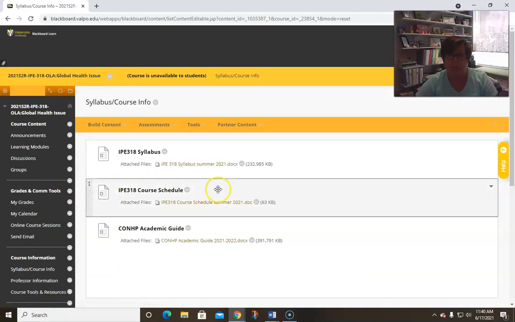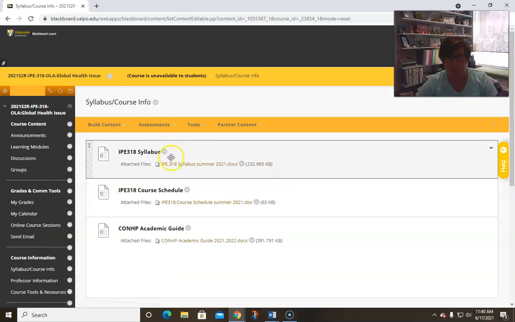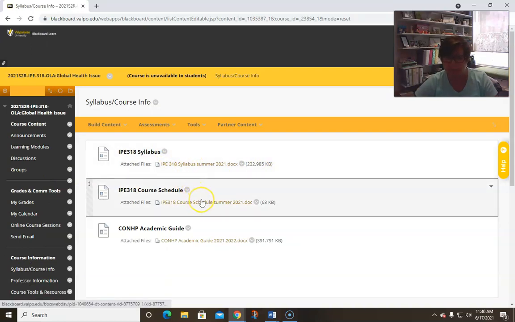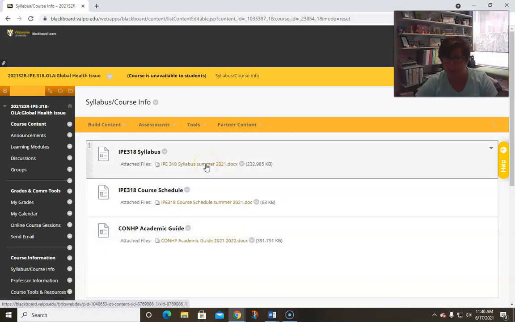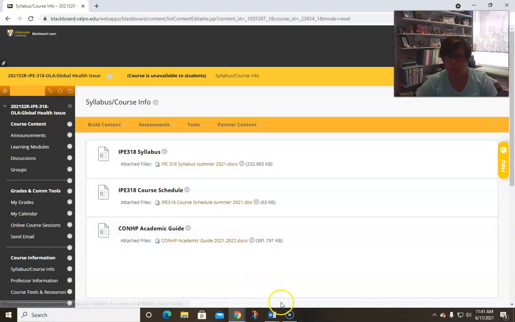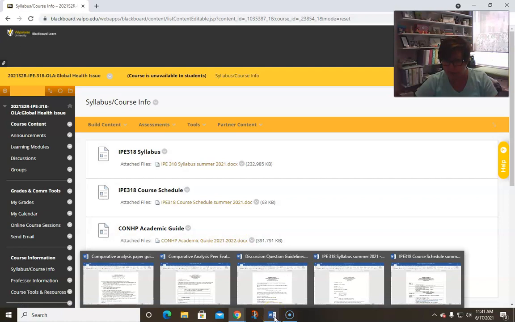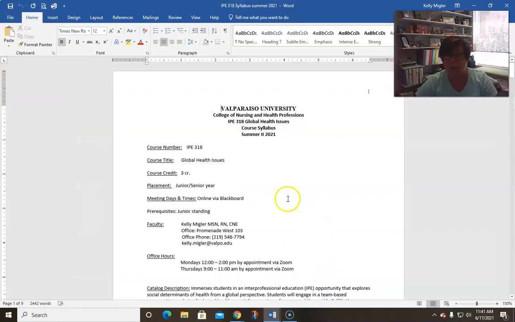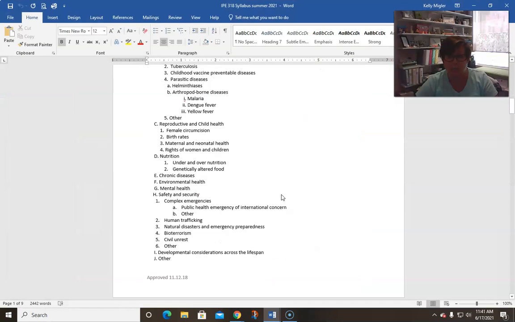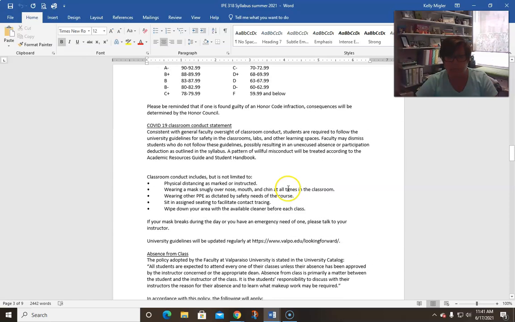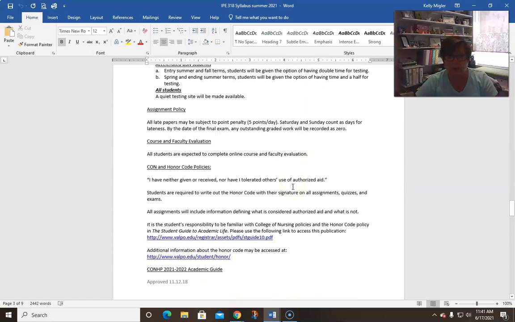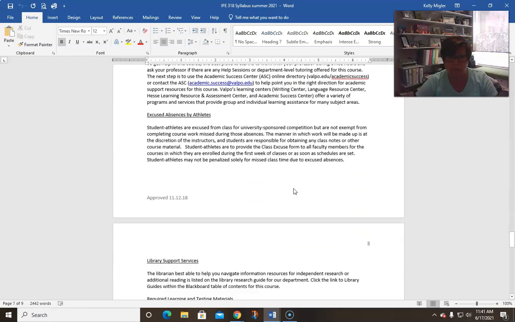Okay, important information for the course: the course syllabus, the course schedule, which will contain everything that is required and when it's due, and of course the academic guide. I am not going to go through the syllabus. The only thing I want to make sure you know is how the assignments are weighted, and the required textbooks and resources.